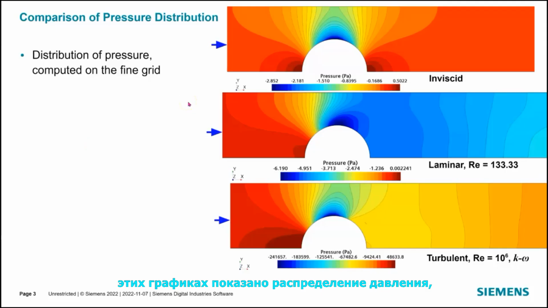These plots show the distribution of pressure computed on the fine grid for different flow regimes: inviscid, laminar at Reynolds number 133.3, and turbulent at Reynolds number 1 million. For the turbulent flow, the k-omega turbulence model was used. The pressure field is symmetrical around the obstacle if the flow is inviscid. On the upstream side of the obstacle, the pressure distribution is similar for turbulent and inviscid flow.